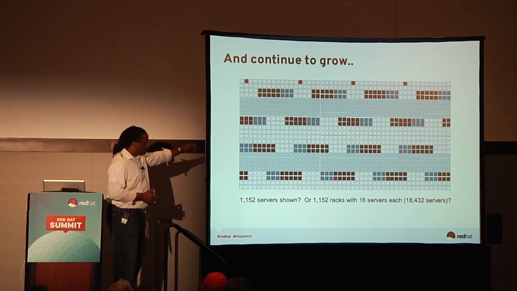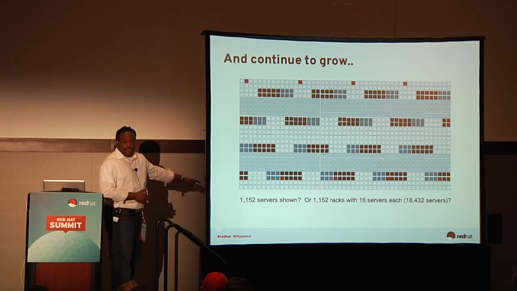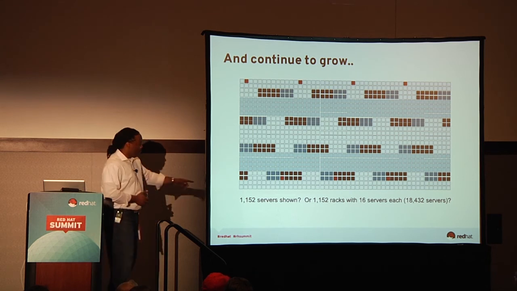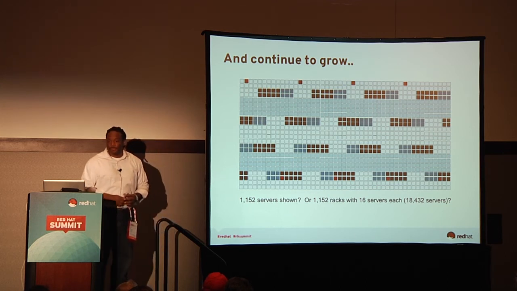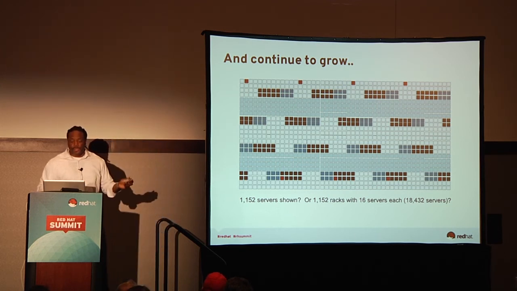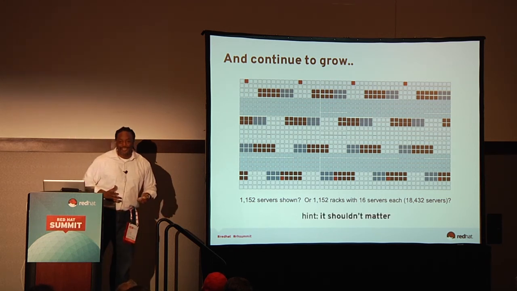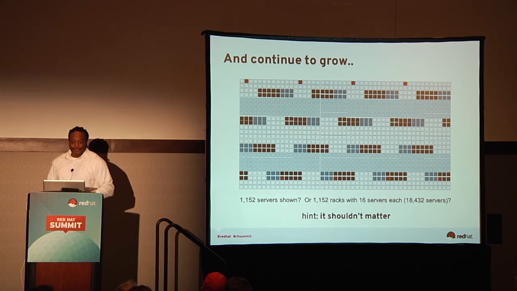So is this, I did the math, is this 1,152 servers? Or is it 1,152 racks with 16 servers each, which is 18,432 servers? Can your network handle that? Well, the answer to the question is, it shouldn't matter if you've built your fabric right, okay?